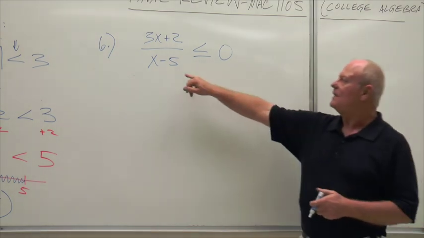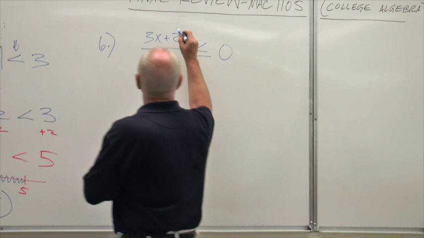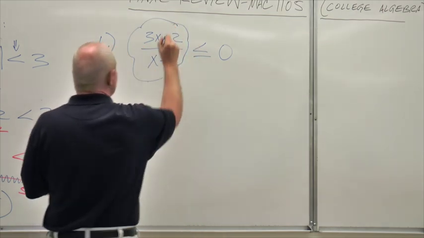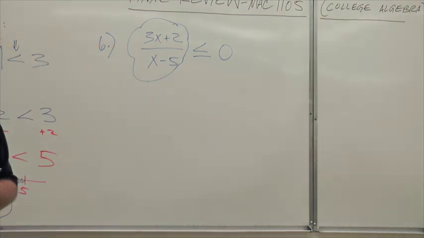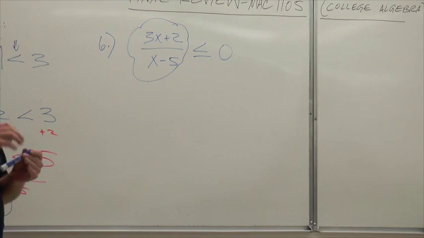What's this called on the left-hand side here, by the way? This entire thing has a name, right? Rational expression, right? Which is a fraction that has variables in it. Good. The rational expression is going to produce our critical values in this case.